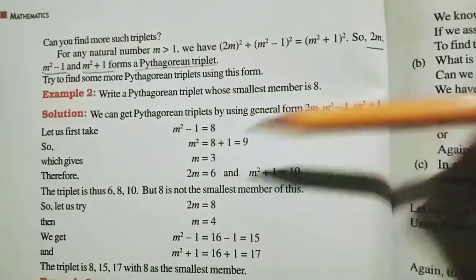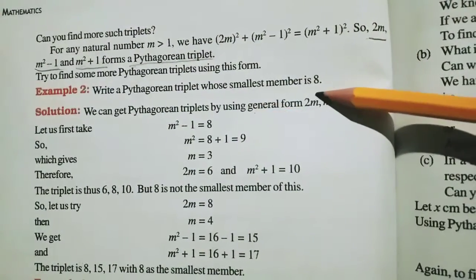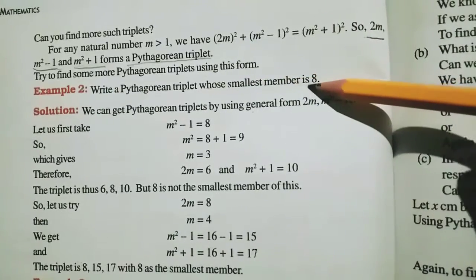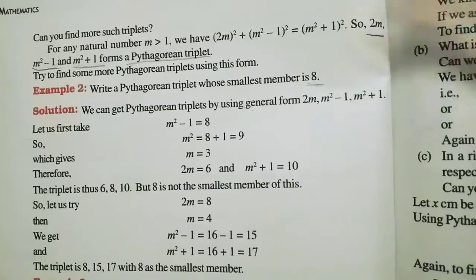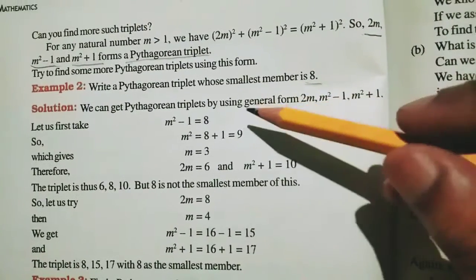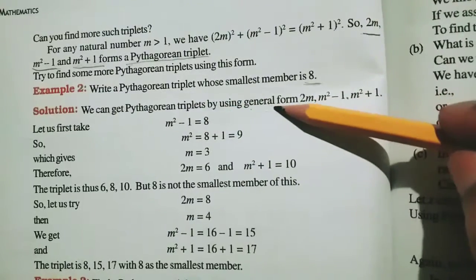Now see, write a Pythagorean triplet whose smallest number is 8. In the triplet, one number is given. That number is 8. So you have to find the other two numbers which will form the Pythagorean triplet. We can get a Pythagorean triplet by using the general form.